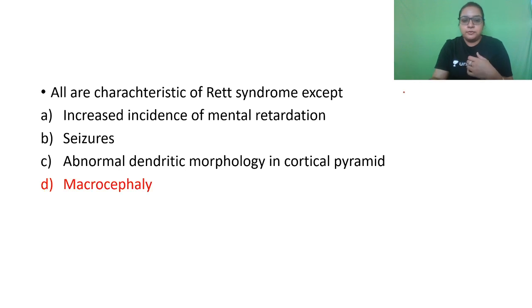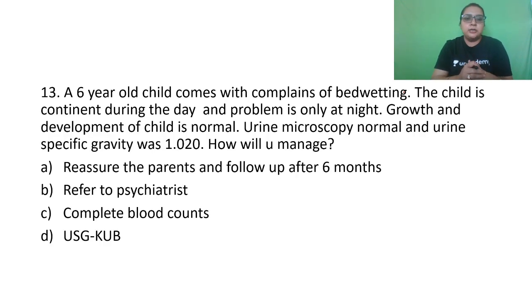Very good. Okay. Now, a 6-year-old child comes with complaints of bedwetting. The child is continent during the day and the problem is only at night. Growth and development of the child is normal. Urine microscopy is normal and specific gravity was 1.02, which is also normal. How will you manage? A. Reassure the parents and follow up at 6 months. B. Refer to psychiatrist. C. Complete blood counts. D. USG KUB. Interesting question, borderline question, but the answer is very standard.